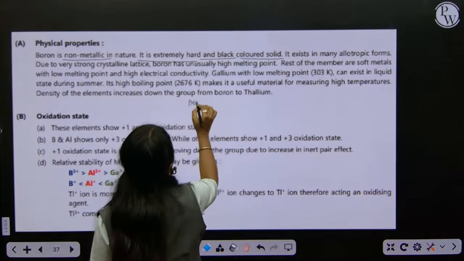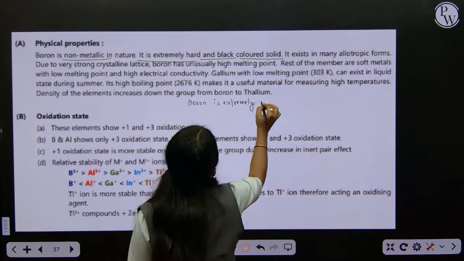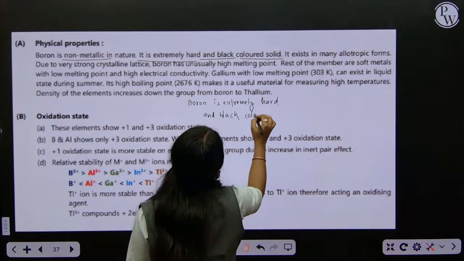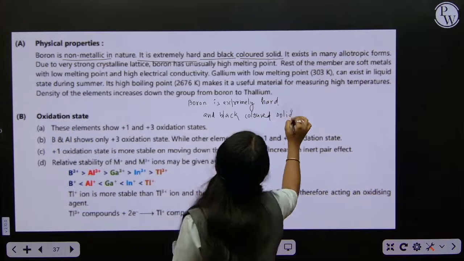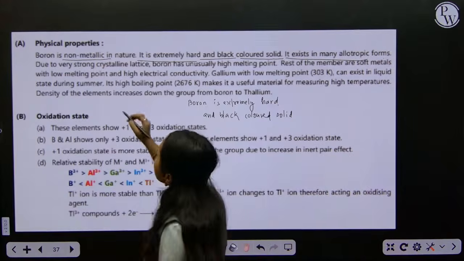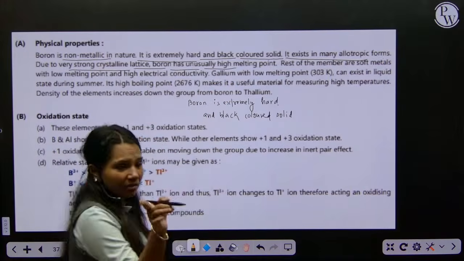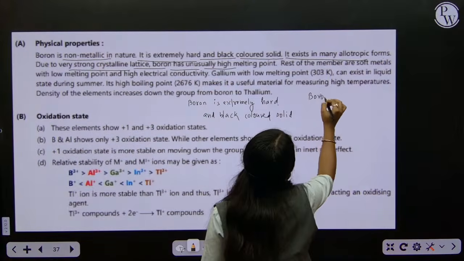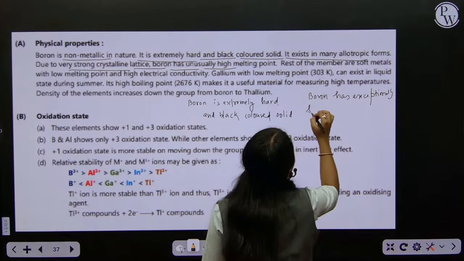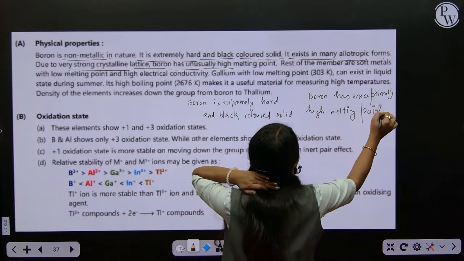Boron is extremely hard and a black colored solid. It exists in many allotropic forms. Due to its very strong crystalline lattice, boron has an unusually high melting point. Again, focus here: boron has an exceptionally high melting point, right?